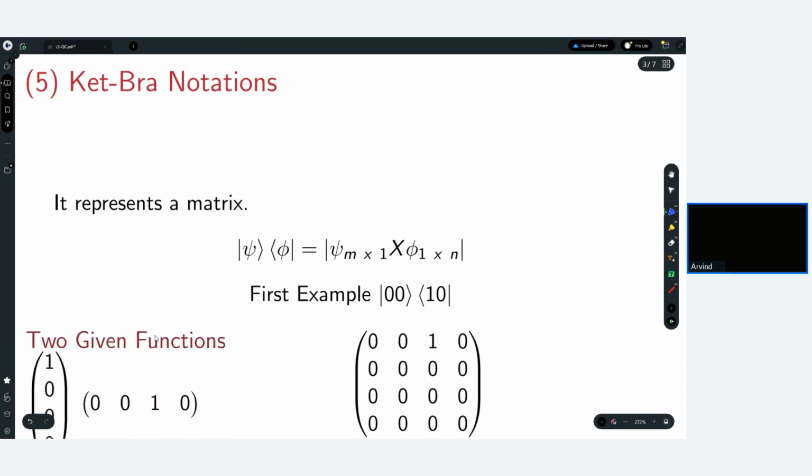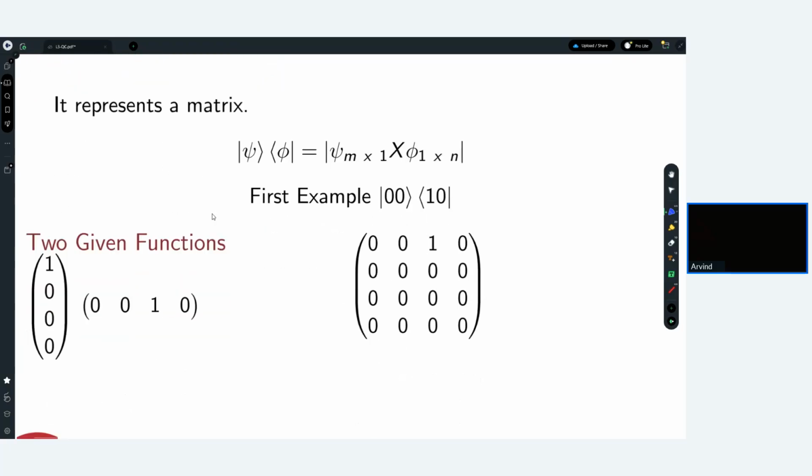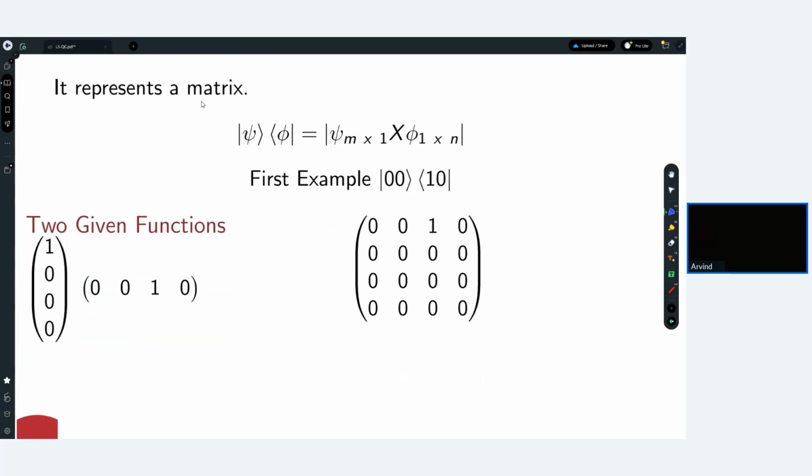The fifth notation in the bracket notation series is the ket-bra notation. This is the combination of two notations written side by side. We first write a ket and then we write the bra. This is typically used to represent a matrix having n by n dimensions, and this is also known as the cross product or outer product.